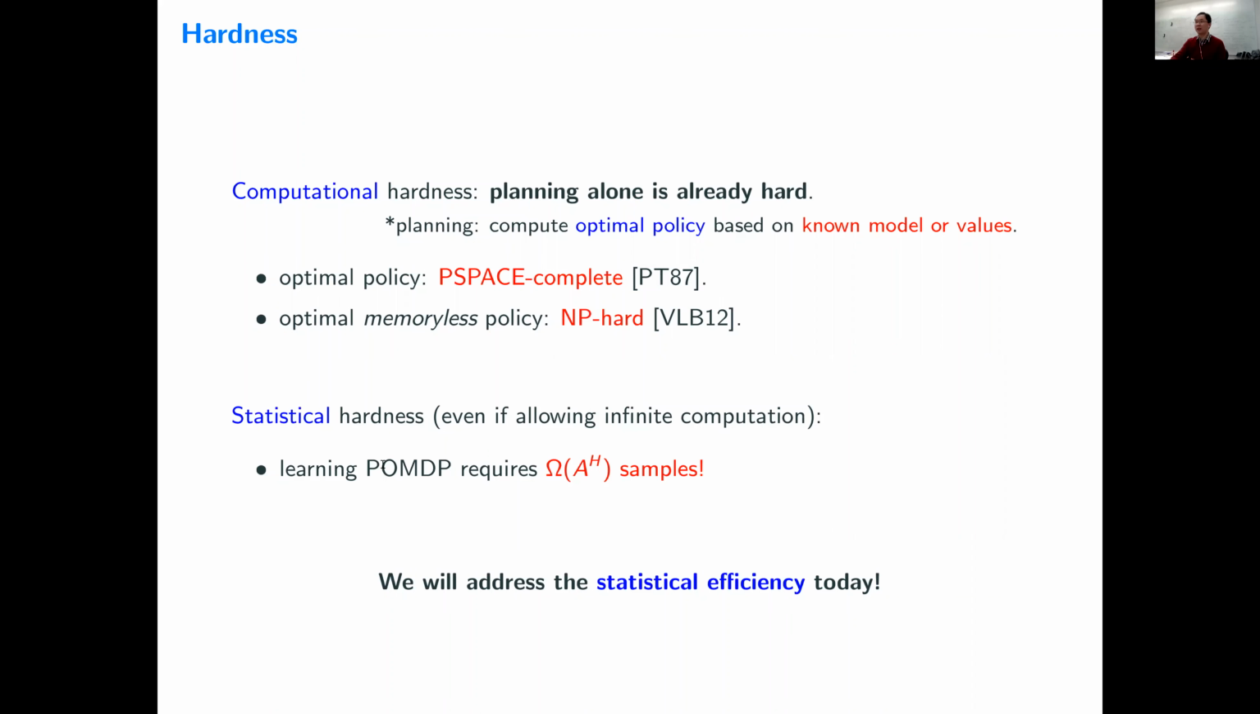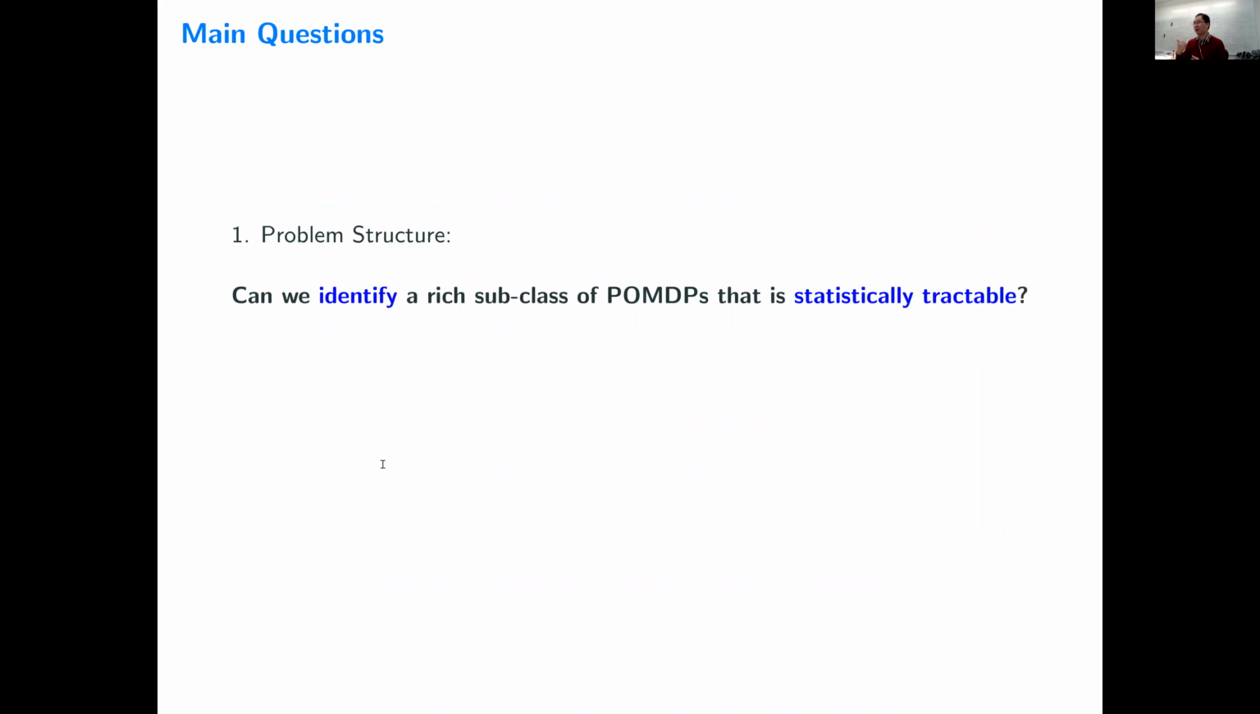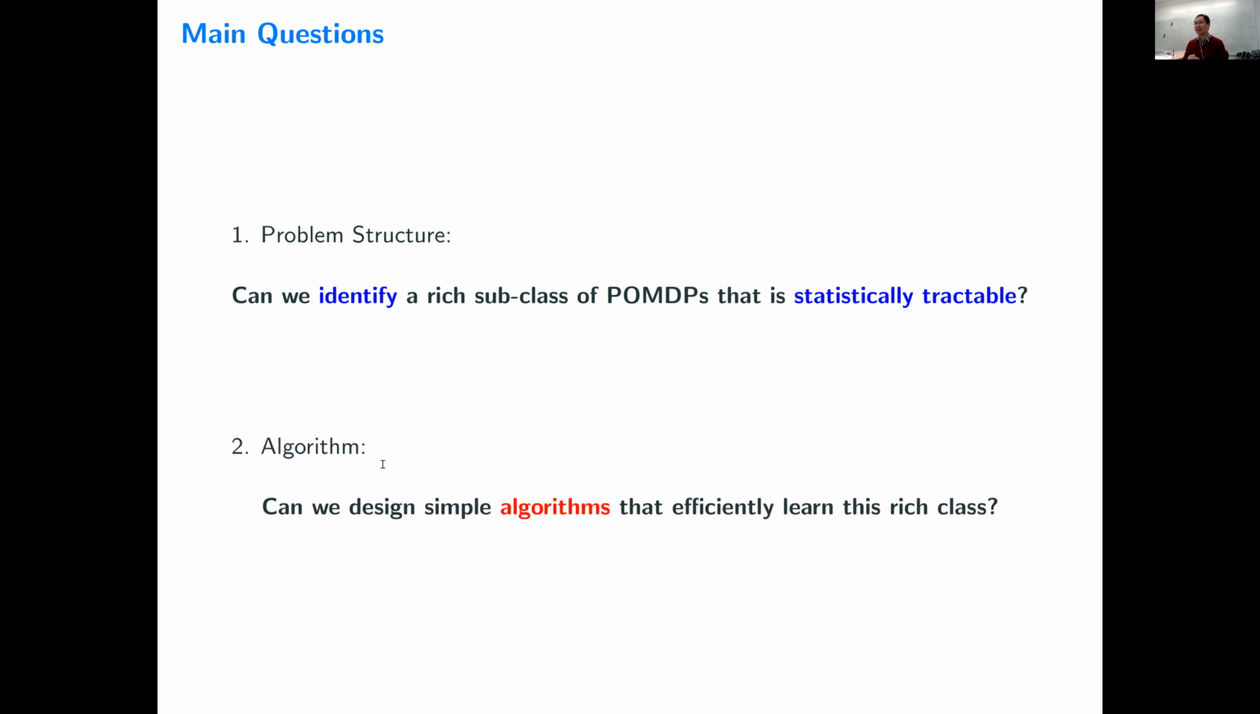So our strategy would be, we want to identify some rich structure or rich subclass of POMDPs so that it can be statistically tractable. Hopefully this class will be very large so that it will include a lot of practical problems we care about for partial observability. And the second step is, once we identify this big subclass, we will design some efficient algorithm so that we can learn this rich class sample efficiently. Okay, so this will be the main question and the two main goals of the talk today.